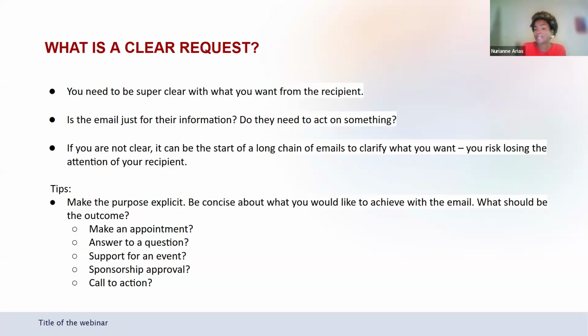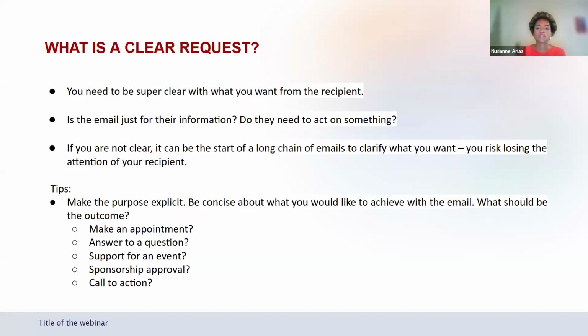Call to action can be anything. Maybe it could be for them to participate in a project or campaign you're organizing, or by supporting an event. It's up to you. But if you want a clear and concise, but also swift response, state what you would like to achieve. These pointers will help you make the request clear.